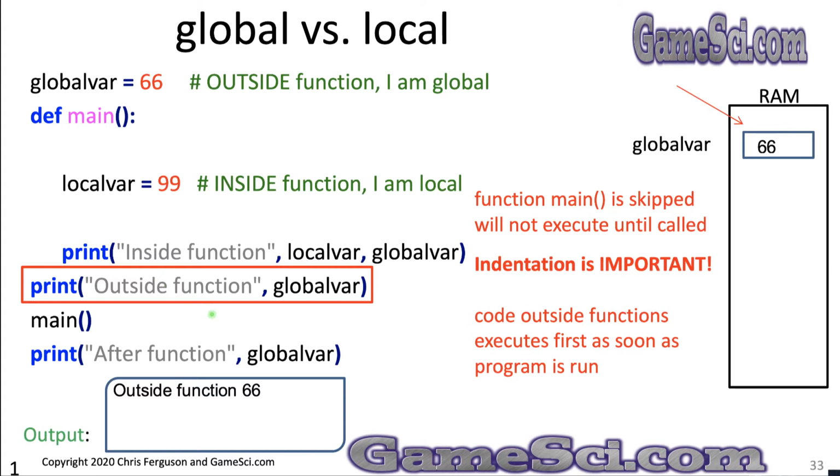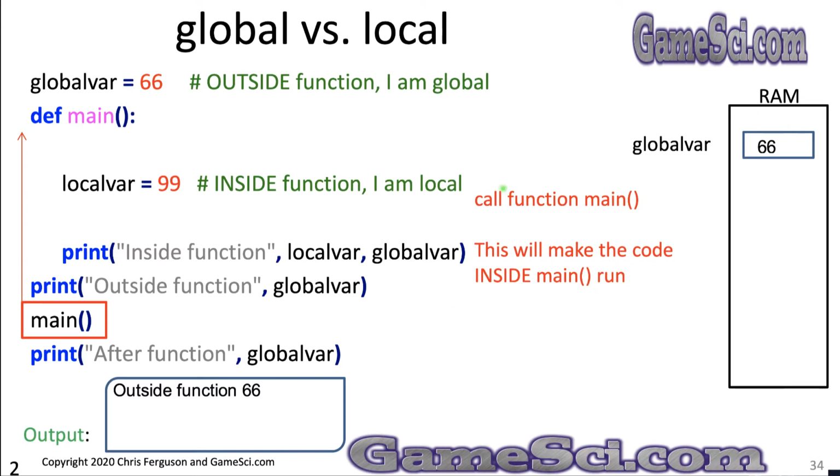And all we're doing here is we're printing or outputting the value of the global variable. And you can see at the very beginning we have a 66 stored in our variable. This is a call to the function main. This will make the code inside main run. You'll see the arrow I put here. When you call the function main, it will jump up here and execute the code in main.